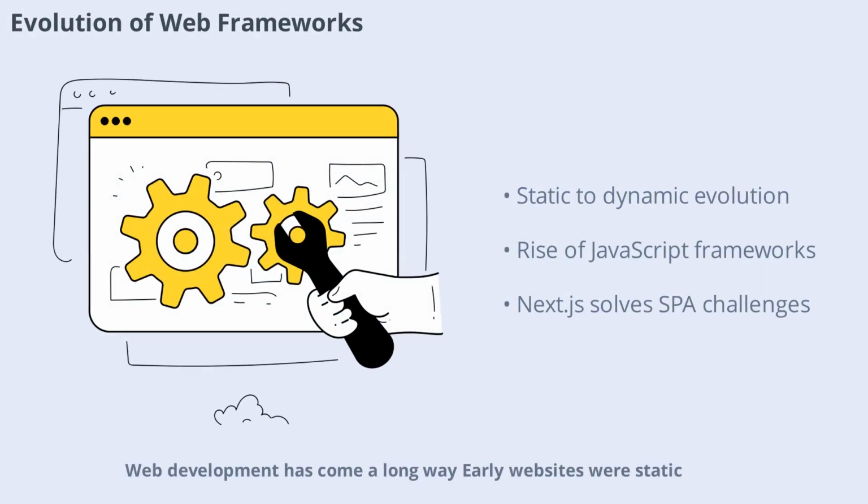Web development has come a long way. Early websites were static, built with basic HTML, offering limited interaction and requiring manual updates. As the need for dynamic content grew, server-side scripting languages like PHP and ASP emerged, enabling richer applications. The introduction of client-side JavaScript frameworks, such as Backbone, Angular, React, and Vue.js, ushered in the era of single-page applications, greatly improving user experience. However, these SPAs brought challenges like slower load times and SEO issues. Next.js was developed to address these, combining the best of server-side and client-side rendering.